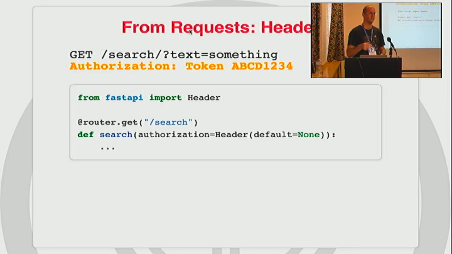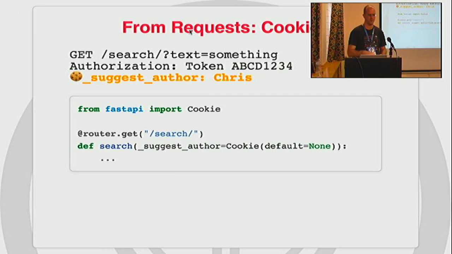Slightly more esoteric things that people might not necessarily bump into. Getting a header. Again, we're starting to see a pattern here. It looks really similar, right? Okay, where do I want it from? Well, I need a header. I need it to be called authorization. And if it's not there, just give me a null instead. What about cookies? Again, same pattern. Here's a cookie. If it's not there, just give me a none.